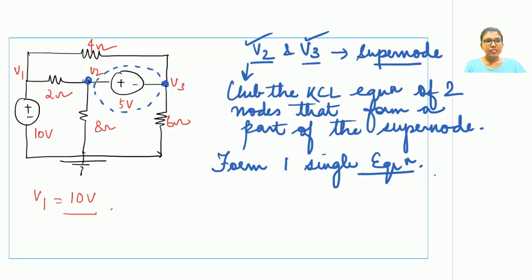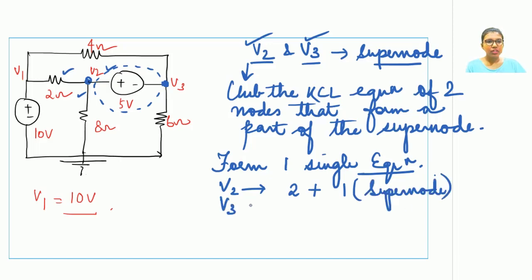So how many branches are connected to V2? They are 3. However, one branch is a supernode branch. So what can I write for V2? For V2, there are 2 branches for which the KCL can be written plus one branch which is a part of the supernode branch. Likewise, for V3, there are 3 branches, 1, 2 and 3. So there are 2 branches for which the KCL can be written, and again there is one branch which is common to the supernode branch.